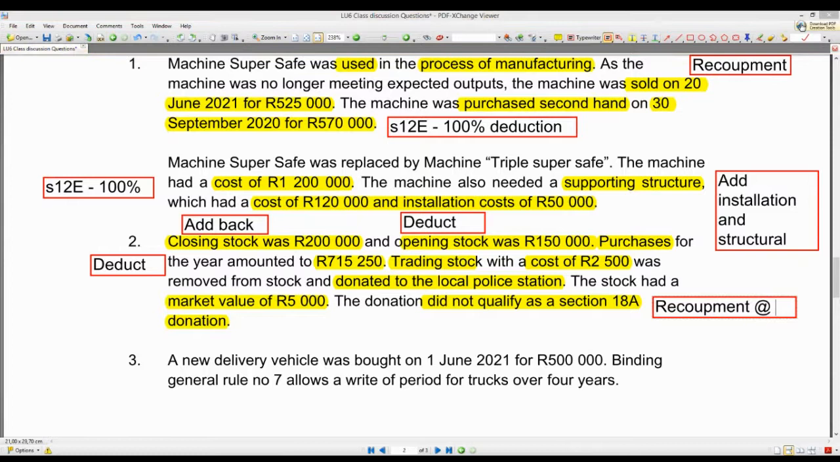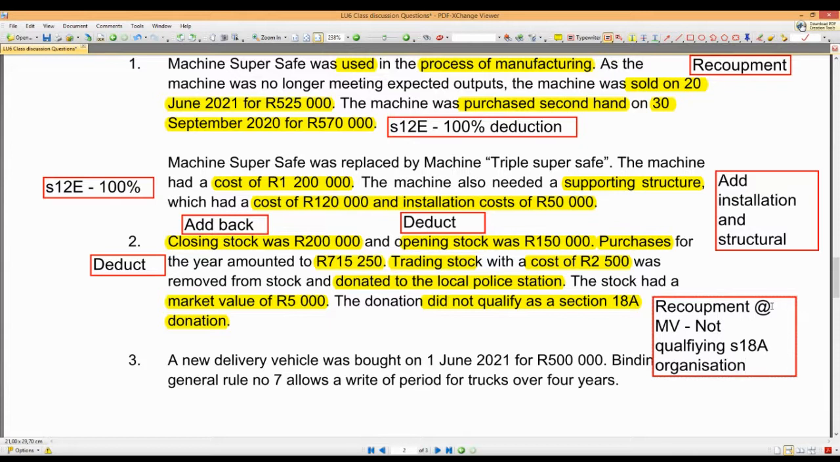Okay, so Marentia says at 5,000 Rand. Okay, so that's correct. It will be at the market value. And the reason is because it is not a qualifying Section 18A organization.